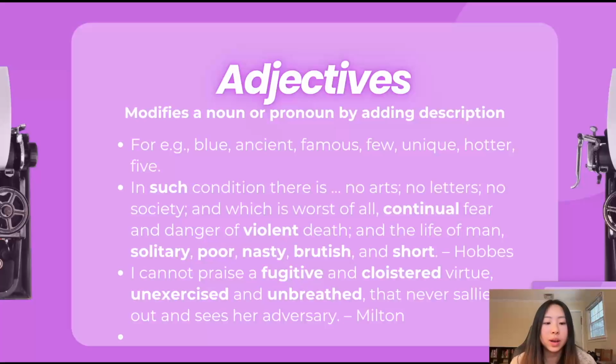And then another one is John Milton's sentence that says, "I cannot praise a fugitive and cloistered virtue, unexercised and unbreathed, that never sallies out and sees her adversary." In that sentence, fugitive and cloistered describe virtue. Unexercised and unbreathed also describe virtue. Those are all adjectives because they're describing a noun. And they really shape how we imagine what nouns represent.